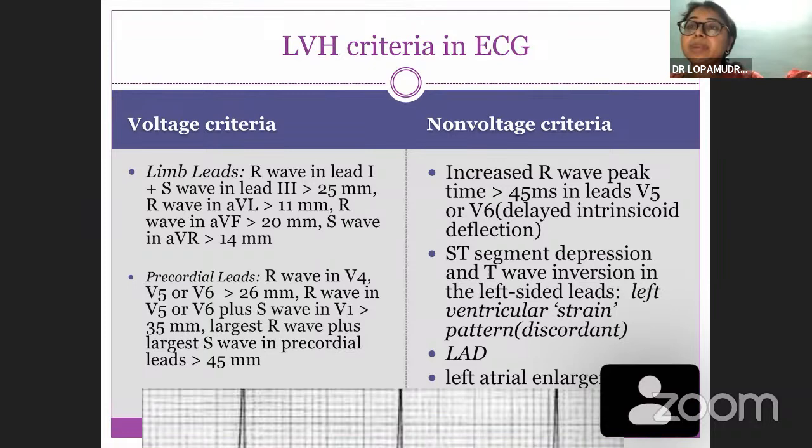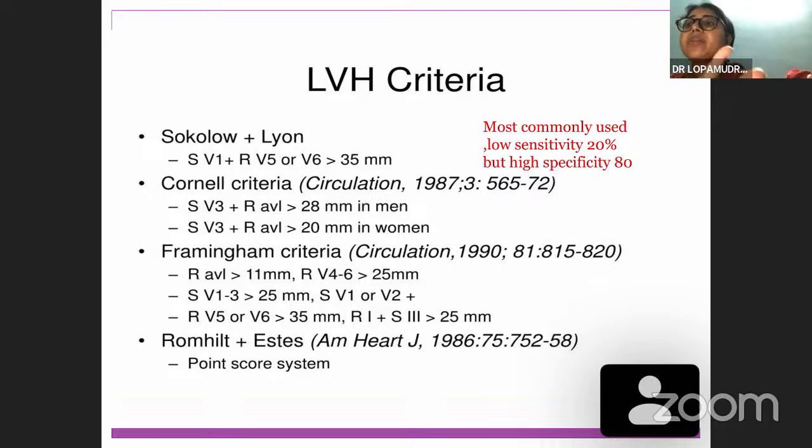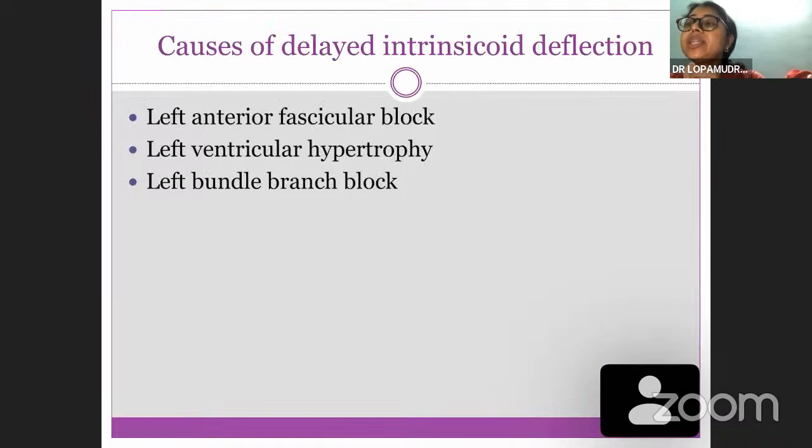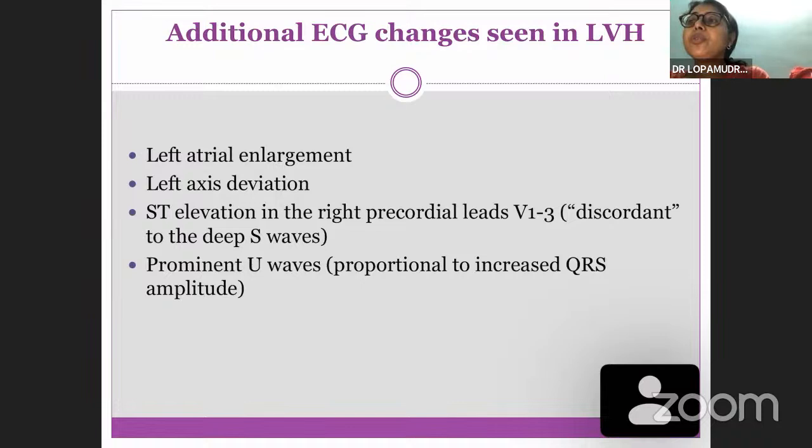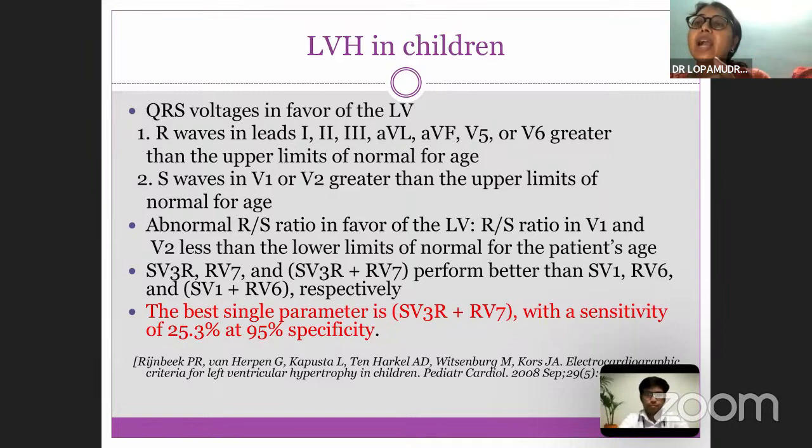So there are multiple LVH criteria, but the important point for children is that they are non-specific and not suitable for children. Even under 35 years of age, these criteria are not very specific. And for diagnosing LVH, we need to know the cutoff for the age. According to the cutoff, we have to diagnose whether the child has LVH or not.